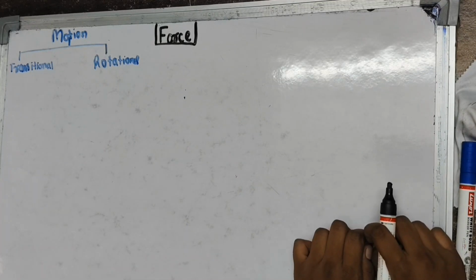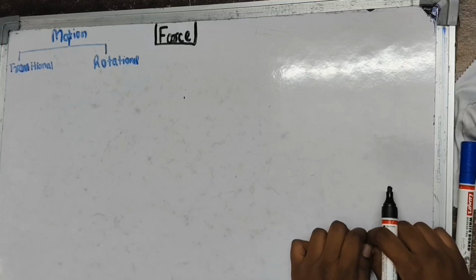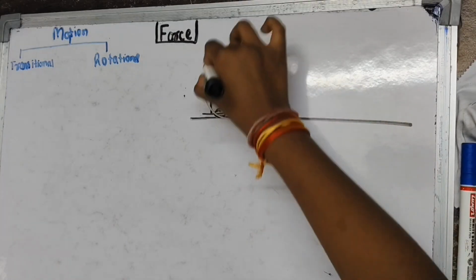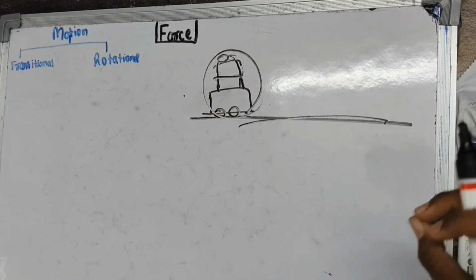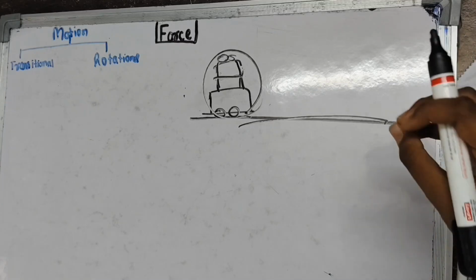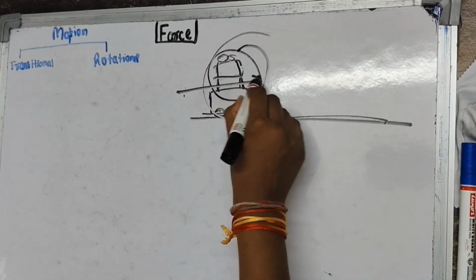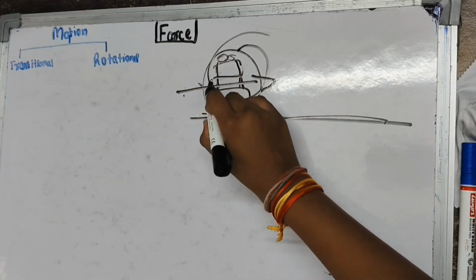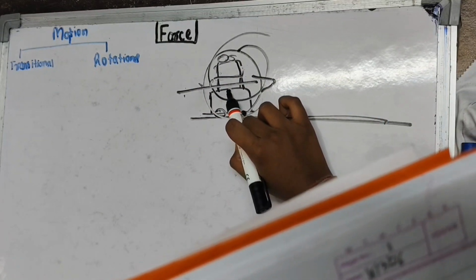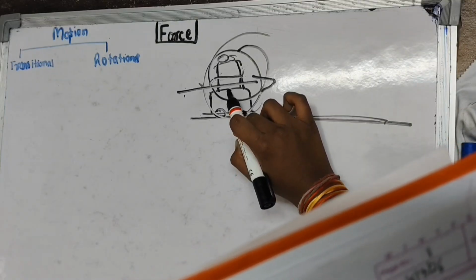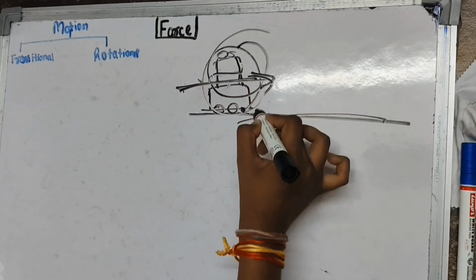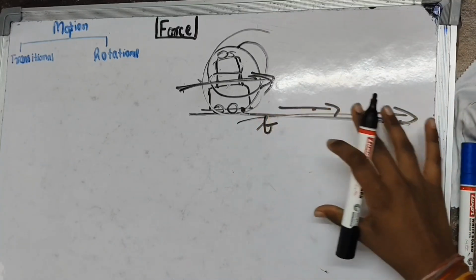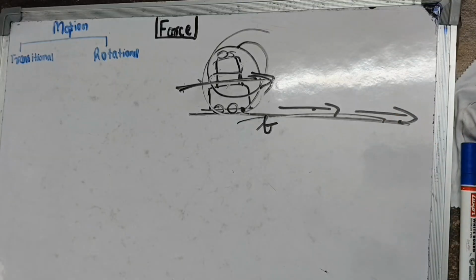So there are basically two types of motion, translational motion and rotational motion. Imagine this is a car moving on a road. Translational motion is seen when force is applied on a stationary object which is free to move. So this car is free to move and is stationary right now, and the body moves in a straight path in the direction of the force applied. In this direction the force is applied, so in this direction only the car will move. So translational motion states this.